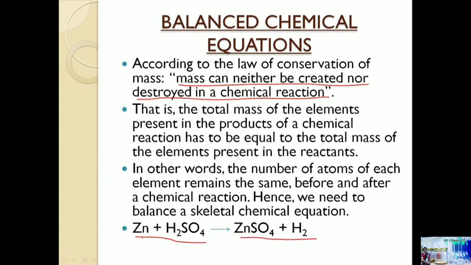If we consider this reaction, in the reactant only one zinc atom is there, and in the product also one zinc atom is there in zinc sulfate. Hydrogen, here 2 hydrogen atoms are there. On the product side 2 hydrogen atoms are there. On the reactant side 1 sulfur atom is present in sulfuric acid, and in zinc sulfate also 1 sulfur atom is present. And 4 oxygen atoms are there in sulfuric acid, and in zinc sulfate also 4 oxygen atoms are there. So we can say this is a balanced chemical equation.